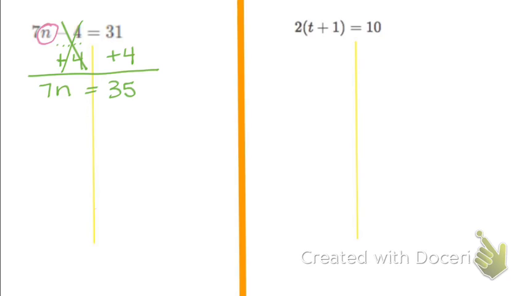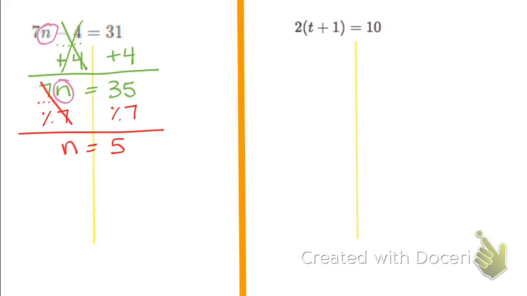Now n is almost by itself, but it's still being multiplied by 7. It's smushed up against that 7. So you need to say, okay, now let's move that multiplying by 7. What's the opposite of multiplying? To divide. So I'm going to divide by 7 here and divide by 7 here. Because 7 divided by 7 is 1, so I'm just left with 1n, which is just n, and 35 divided by 7 is 5. And that's it.